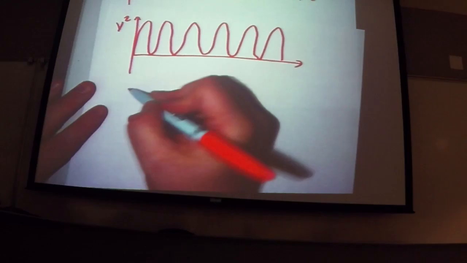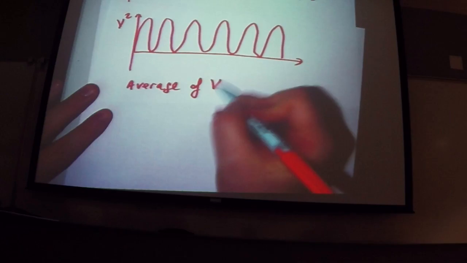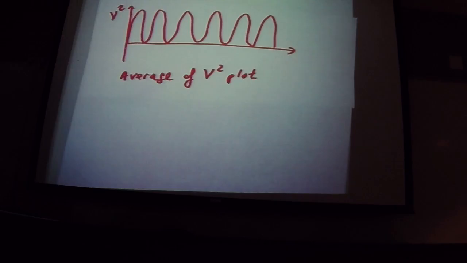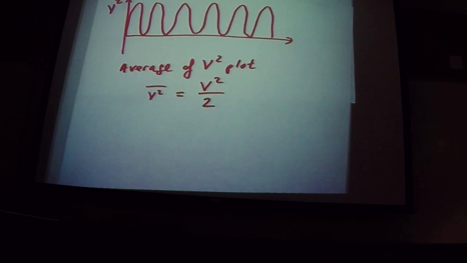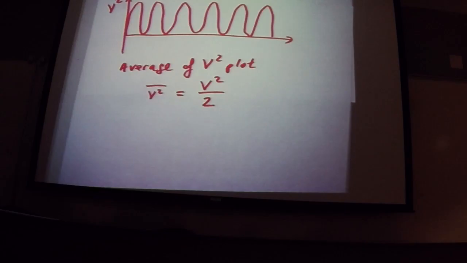Which will look like this. Then I take the average of that, of the V squared plot. Which just so happens, because it's sinusoidal, that the average of the V square is equal to V square over 2. That's the average of my V square plot.